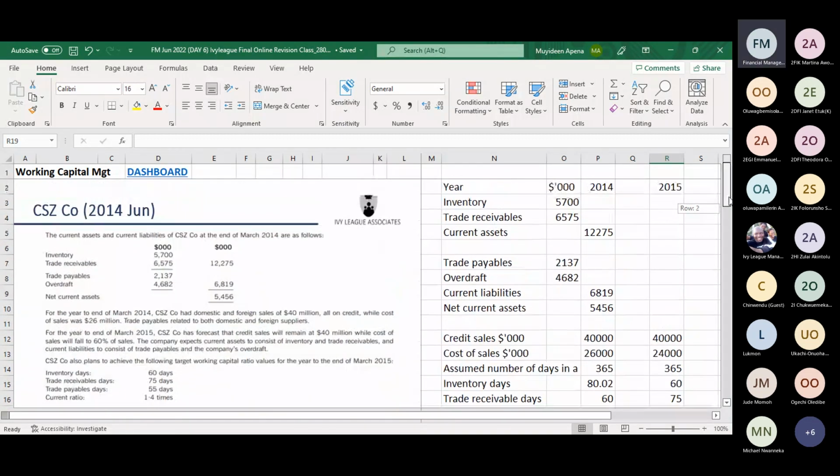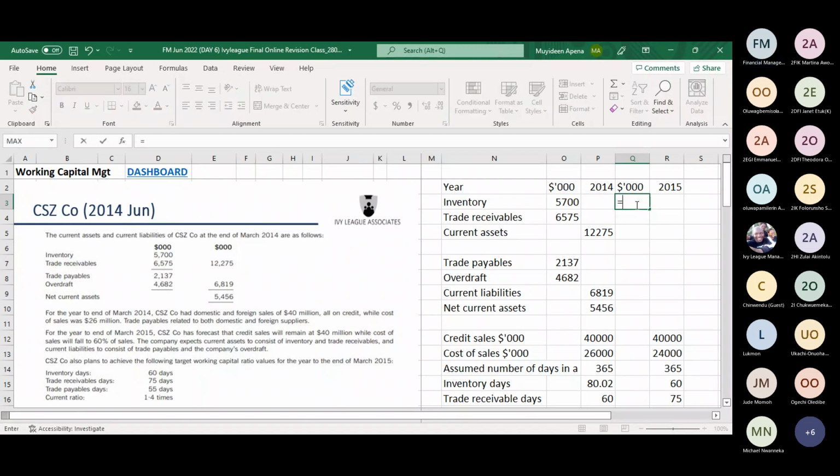If that is the case, let's work out those items. For inventory 2015, we have inventory days given to us, 60 days. So we can use that to calculate the inventory balance. That will be equal to what? Inventory days, 60, divided by 365, and then multiplied by cost of sales. Cost of sales. Is that not so? In this case, we are using 24,000. Yes. Remember, okay?